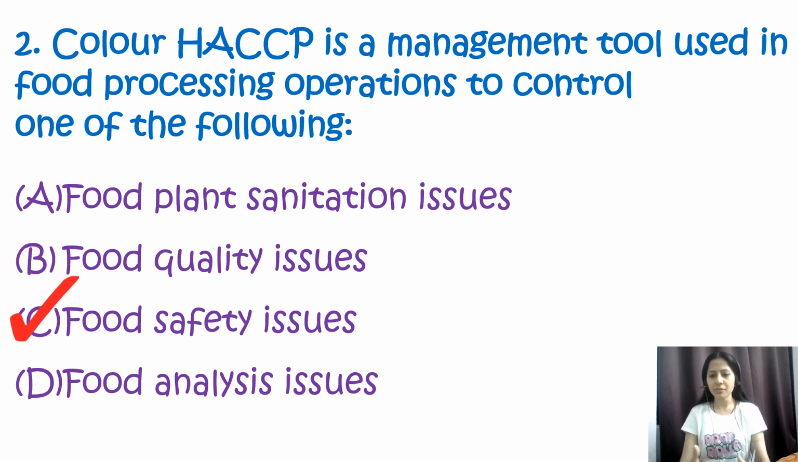Actually it specially focuses on the identification and controlling of potential hazards which are related to activities used in the food processing areas, which ensures that the food is safe for consumption and complies with the regulatory standards. So over here my correct option is C, that basically it is used to control safety issues.